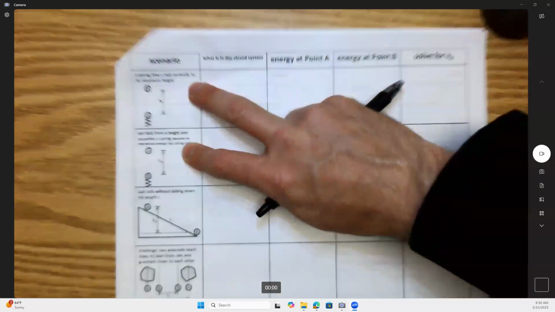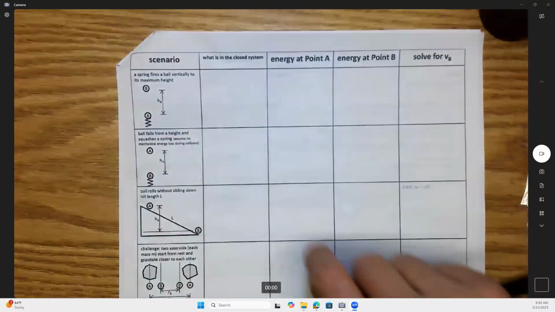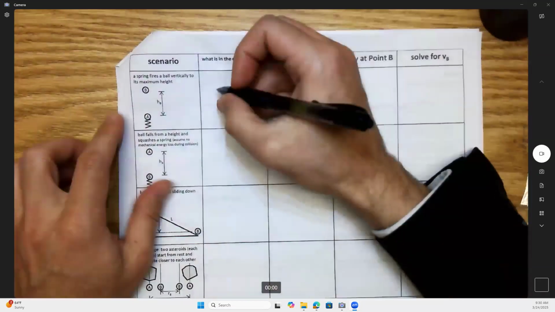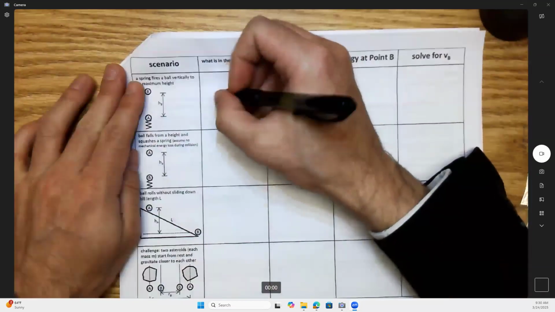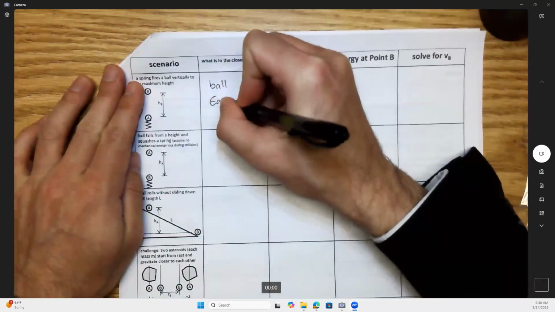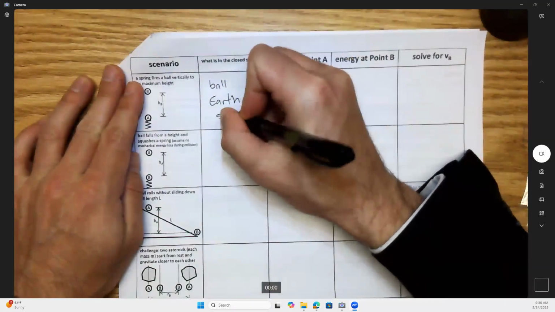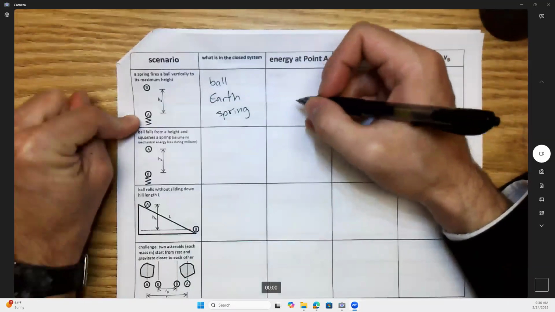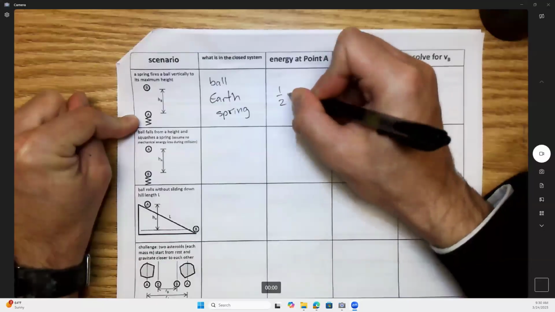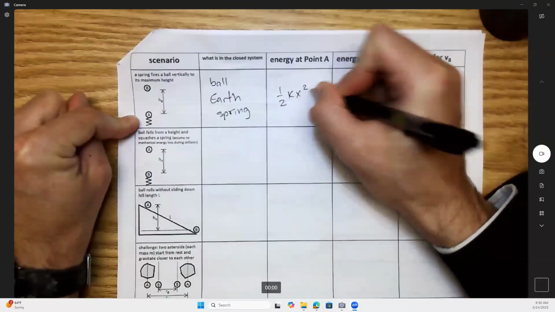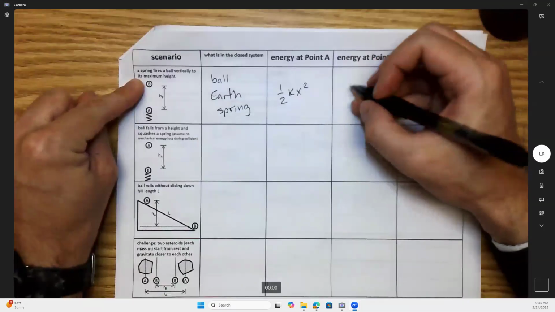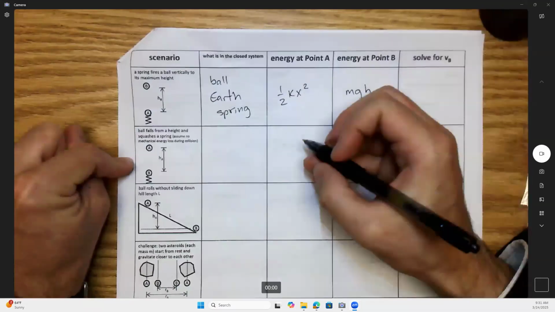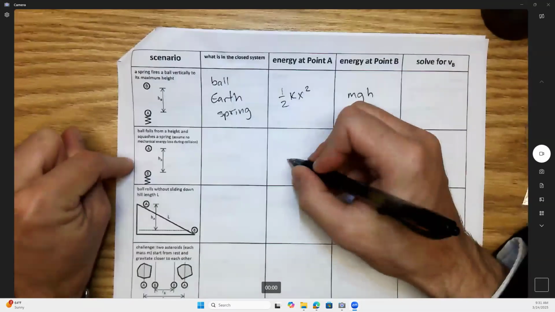Ooh, these next two look pretty similar. I got a spring firing a ball, and then the one after that, the ball falls onto the spring. So what do you want to consider in the system? The ball, the earth, and the spring. What kind of energy at point A for this one? 1/2 kx squared. Yeah, spring energy, 1/2 kx squared. And then at point B, at the maximum height, it's all what type? MGH.